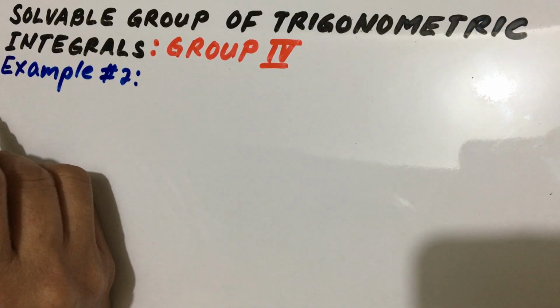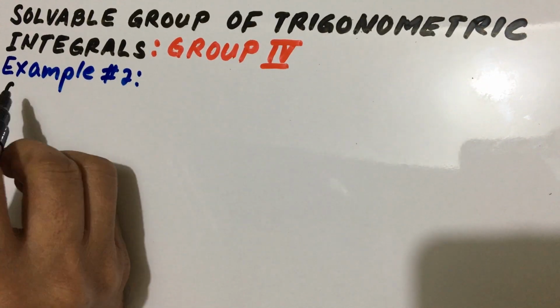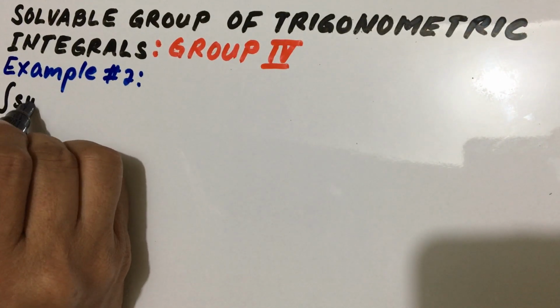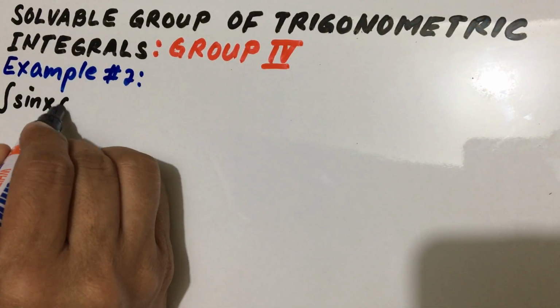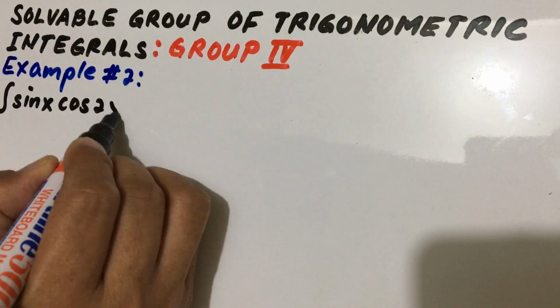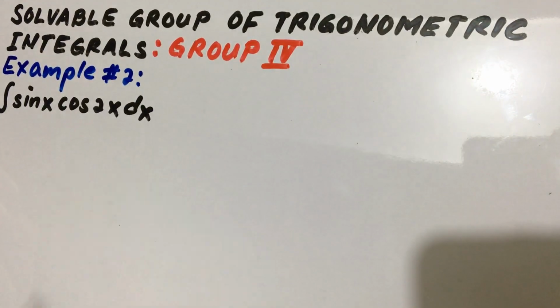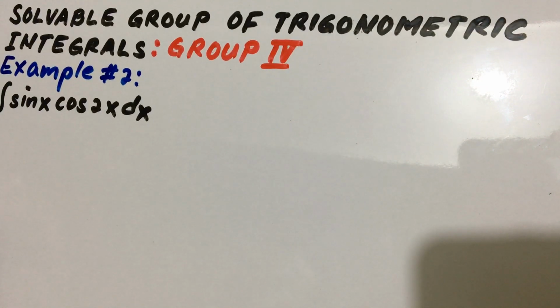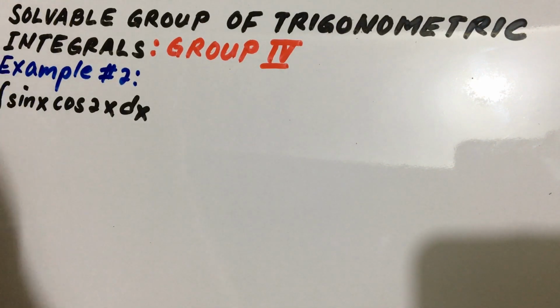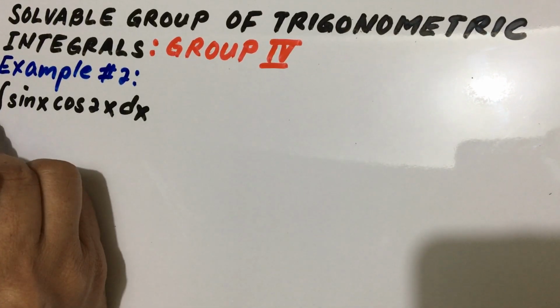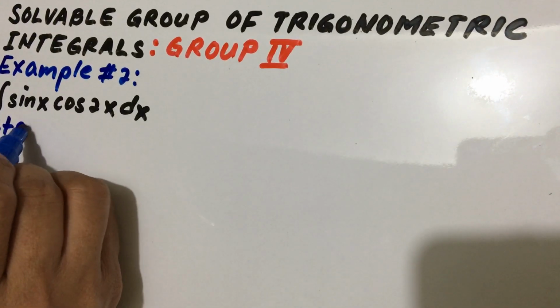So in our example number 2, we're given the integral of sine x multiplied by cosine 2x dx. Okay, so to solve this problem, we're going to do these steps. These are the steps of our solution.